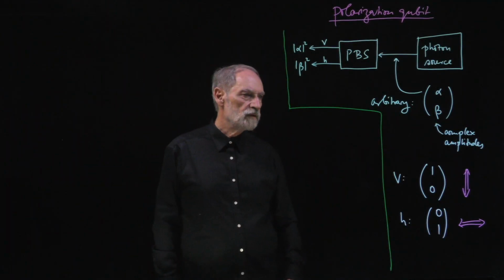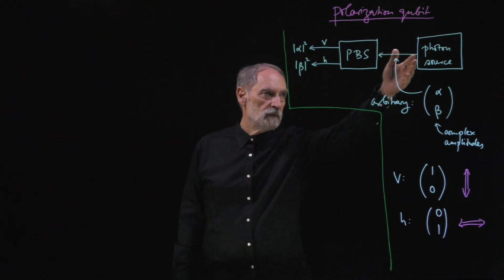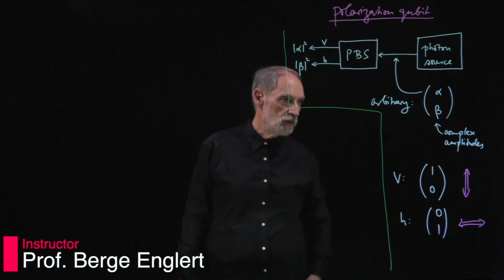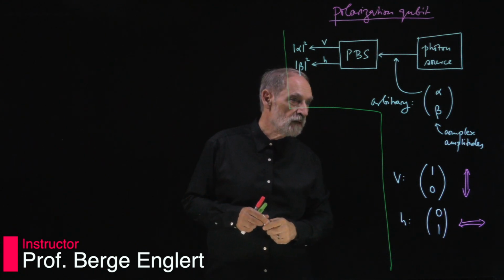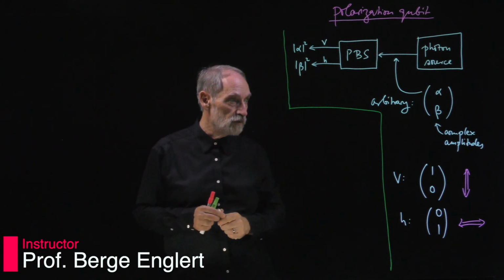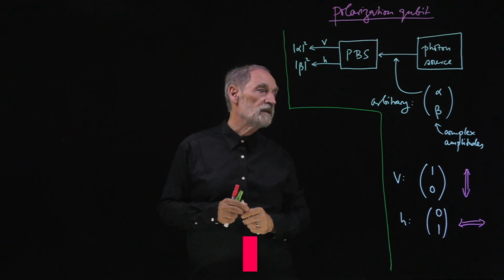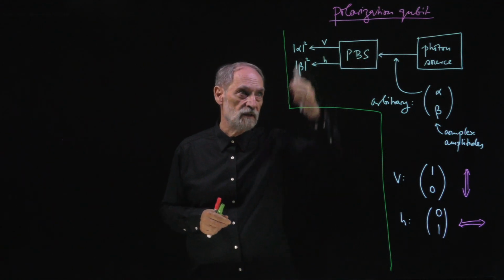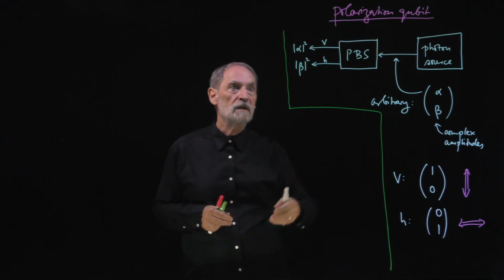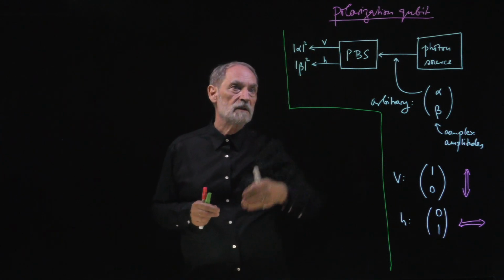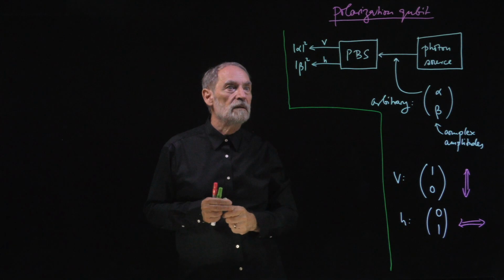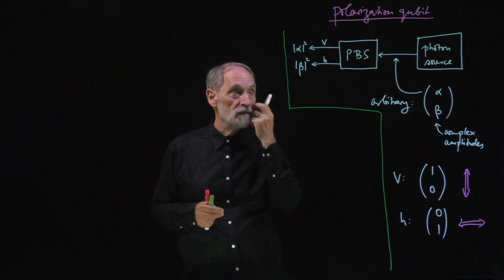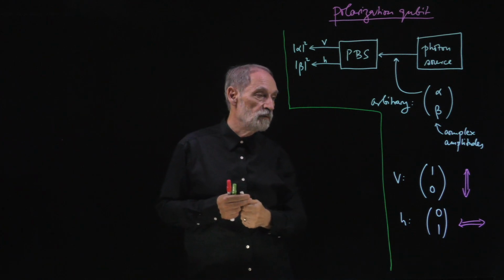All right, so we describe a photon of arbitrary polarization by this two-component column with an amplitude alpha for the vertically polarized contribution and an amplitude beta for the horizontally polarized contribution. If we do nothing else and just sort them by the polarizing beam splitter, there's a probability of alpha squared for getting the photons in the upper output port for vertical polarization, and beta squared for the other output for horizontal polarization.